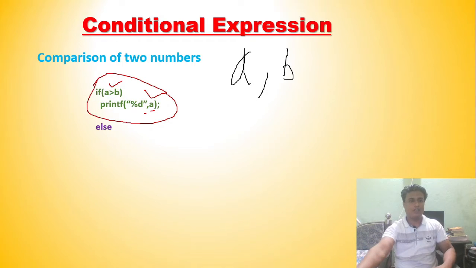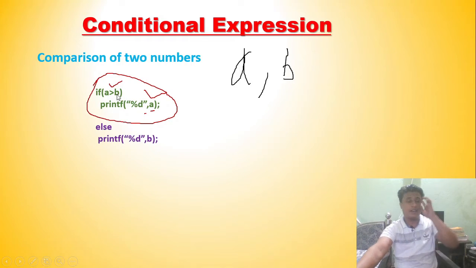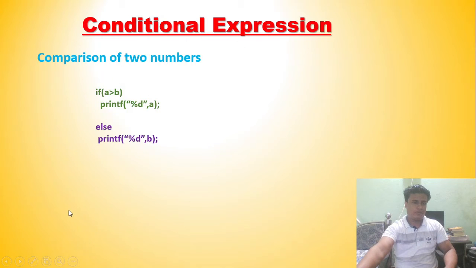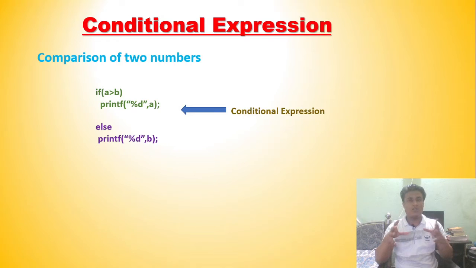Okay, now moving on. So what is the condition given here? That A is greater than B. If A is not greater than B, then obviously B will be greater than A. Okay, you're getting the point? So we will print B. Okay, so these are called conditional expressions. You might have a vague idea, might not have understood fully, but you get the point of what I'm trying to say here. Okay, hope it is clear to you.